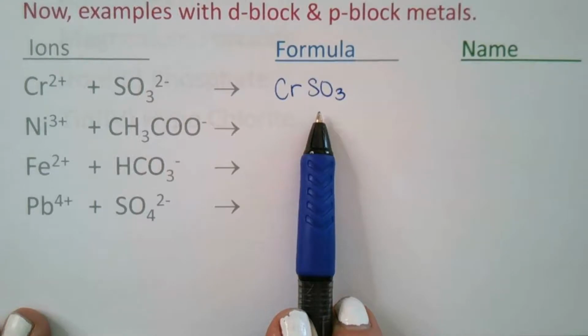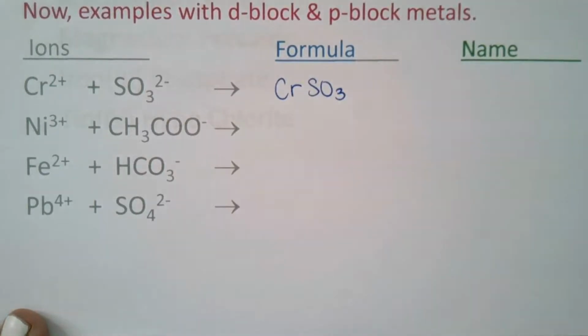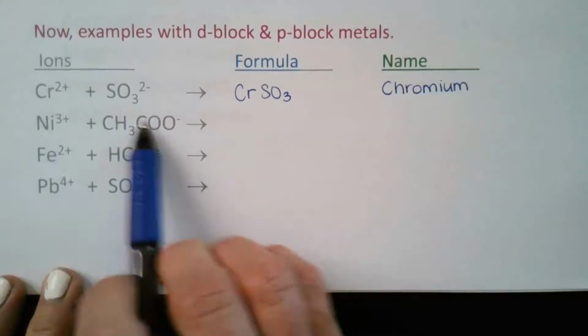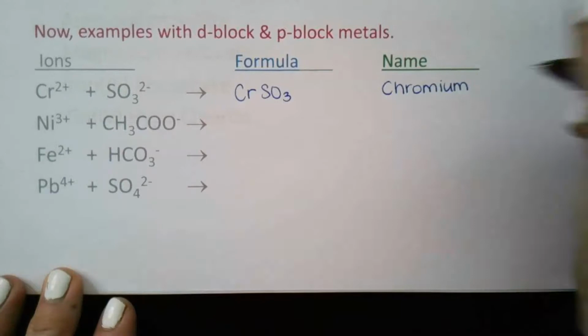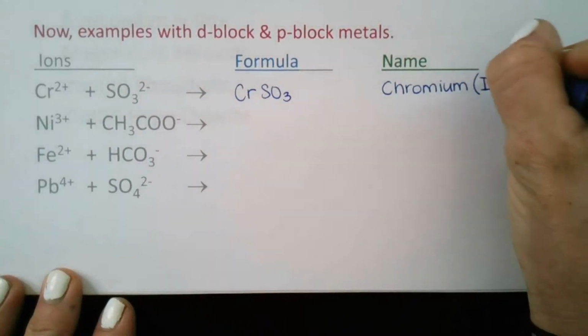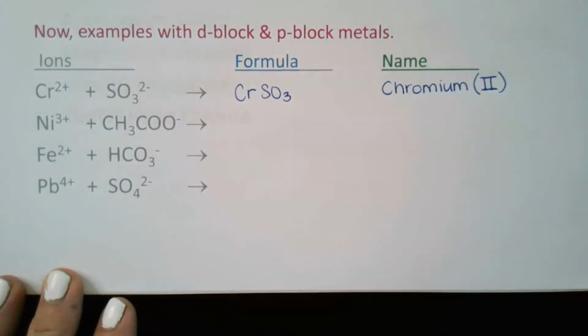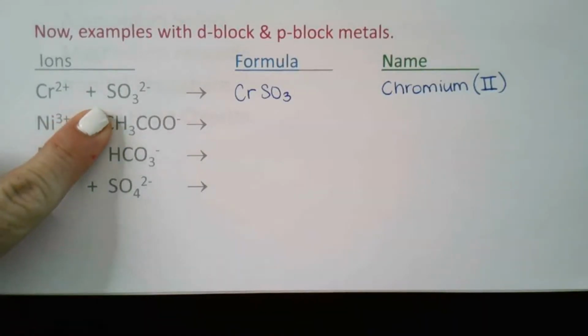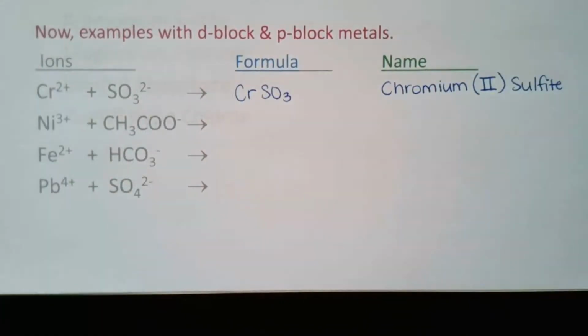Now it comes time to name, and we start with chromium, and chromium has a charge of 2. So we put the 2 in parentheses, chromium 2, and then we name the last polyatomic ion, and we have sulfite. So one bite at a time, not too terribly difficult. We just take it one piece at a time.